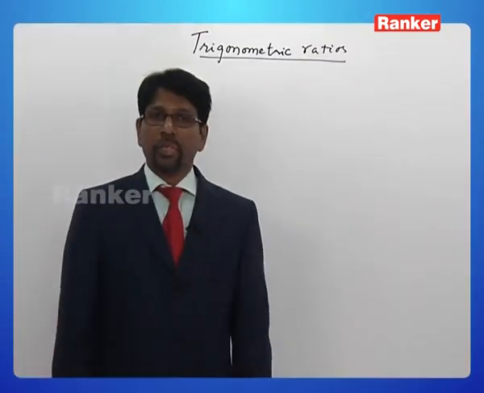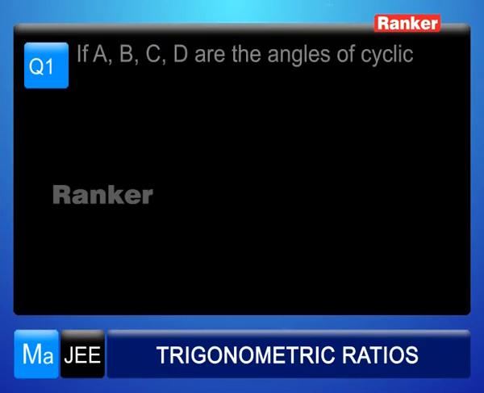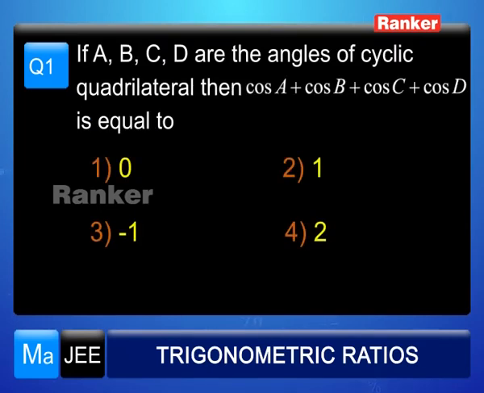In this session we shall deal with problems on trigonometric ratios. Problem number 1. If A, B, C, D are the angles of a cyclic quadrilateral, then cos A plus cos B plus cos C plus cos D is equal to: first option 0, second option 1, third option -1, fourth option 2.